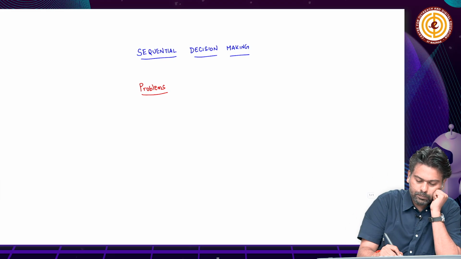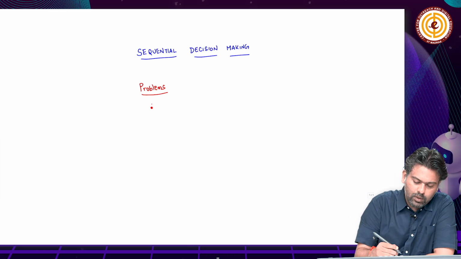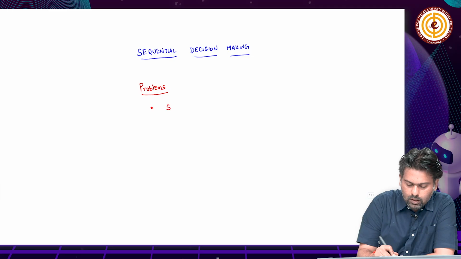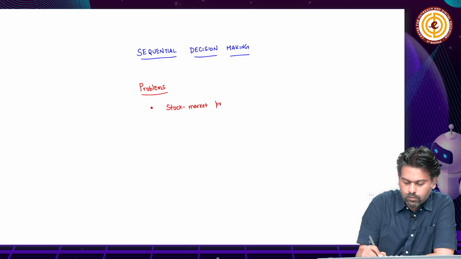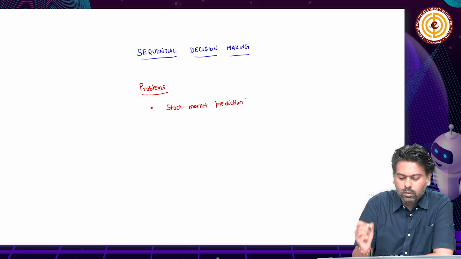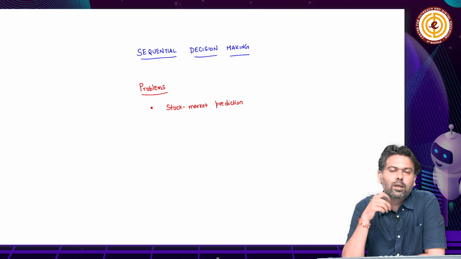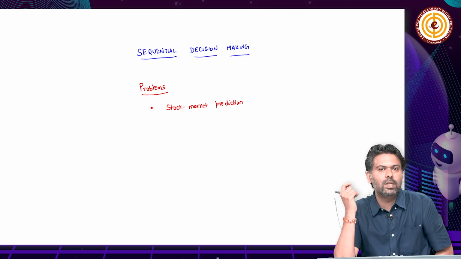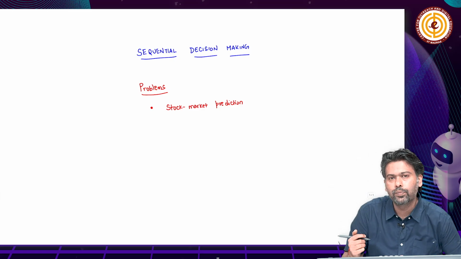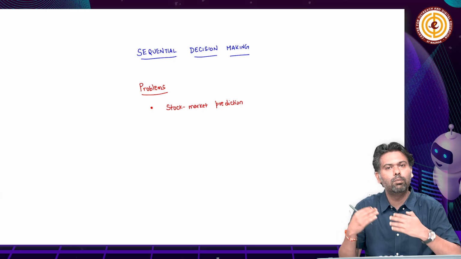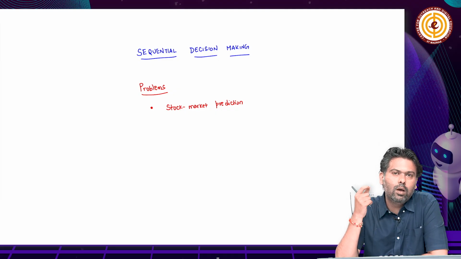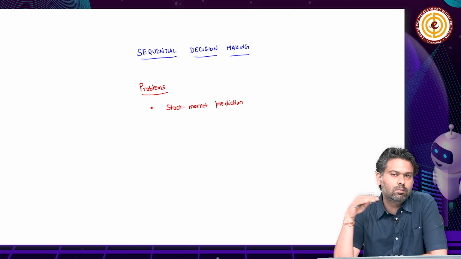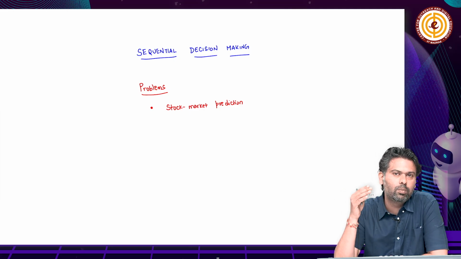Okay, so here is the first problem. This problem is what I am going to call stock market prediction. So what is the stock market? A stock market is one where you have a bunch of stocks. Stocks are basically companies listed under some exchange, and now you can invest your money in the stock market. If the company performs well, then the money goes up. If the company does not perform well, then the money that you invested goes down, right?